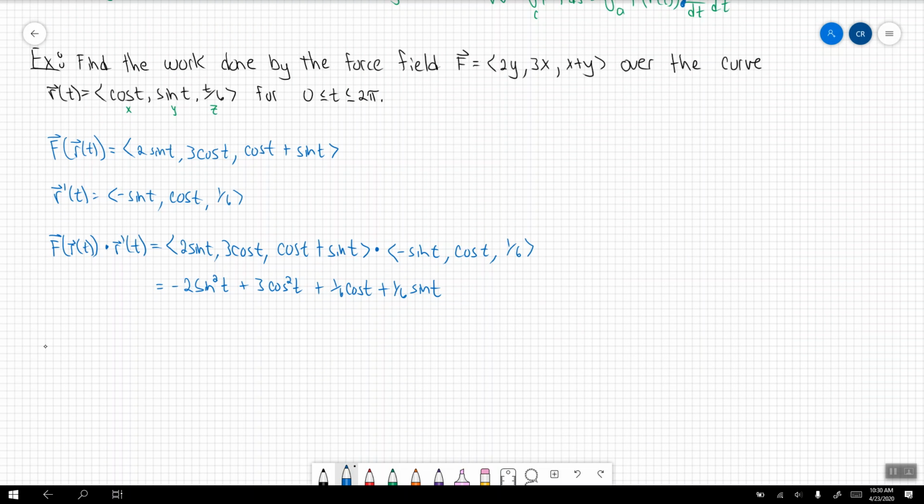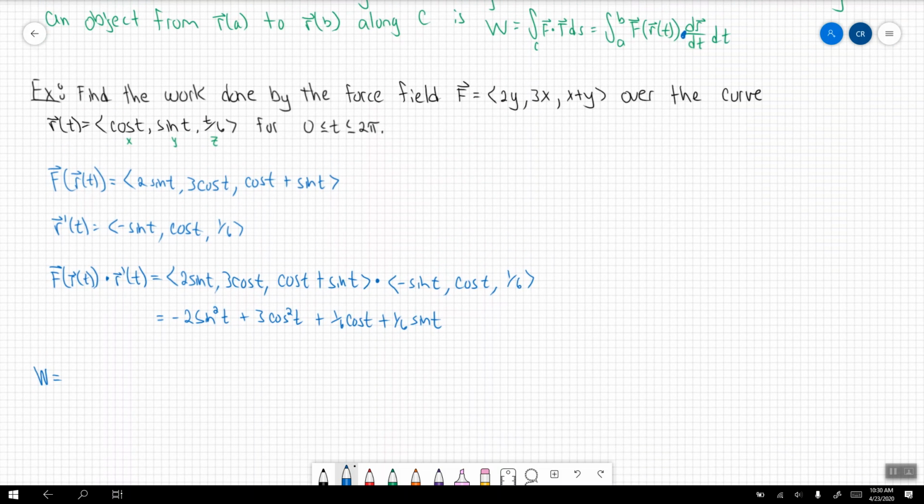All right, so when we want to find the work being done in this particular case, it is just going to be the integral for my bounds from 0 to 2 pi, for this function that we were investigating in here. That's -2 sine squared t plus 3 cosine squared t plus 1/6 cosine t plus 1/6 sine t, and this is going to be dt.